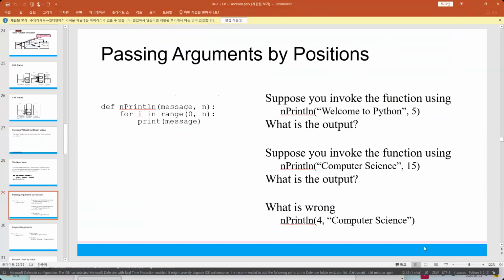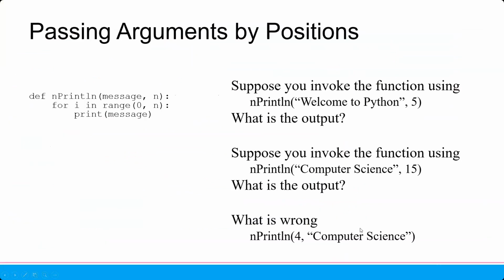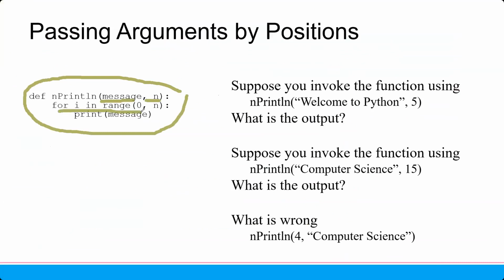Now let's have this Python code. I have the nPrintLine function, and then I have message and n. For i in range 0 until n, print message. So suppose you invoke the function using nPrintLine, welcome to Python, 5. What is the output?